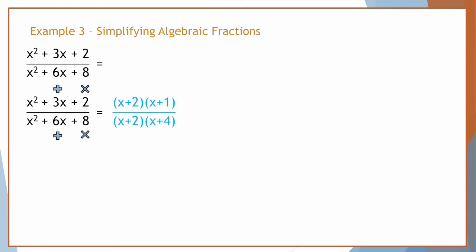So now that we have the question in this form, we can clearly see that there's a shared factor of x plus 2 between the numerator and the denominator. So we can go ahead and cancel that out. That leaves us with x plus 1 over x plus 4 as the answer. Since this doesn't simplify any further now, this is the answer to the question.